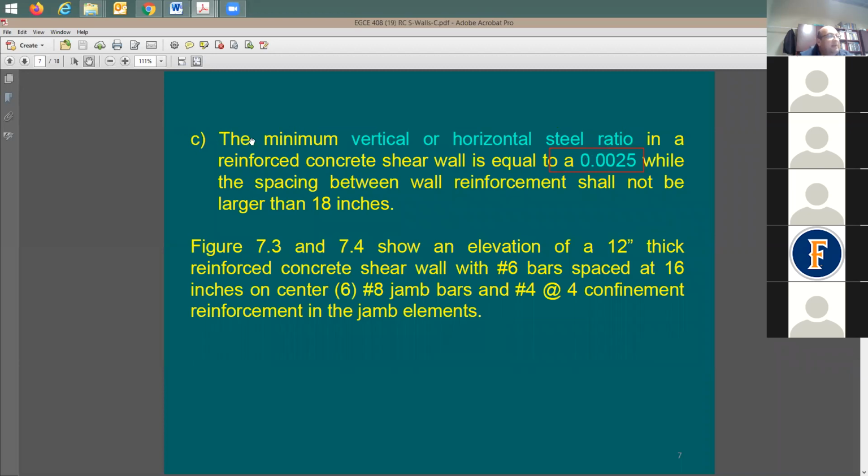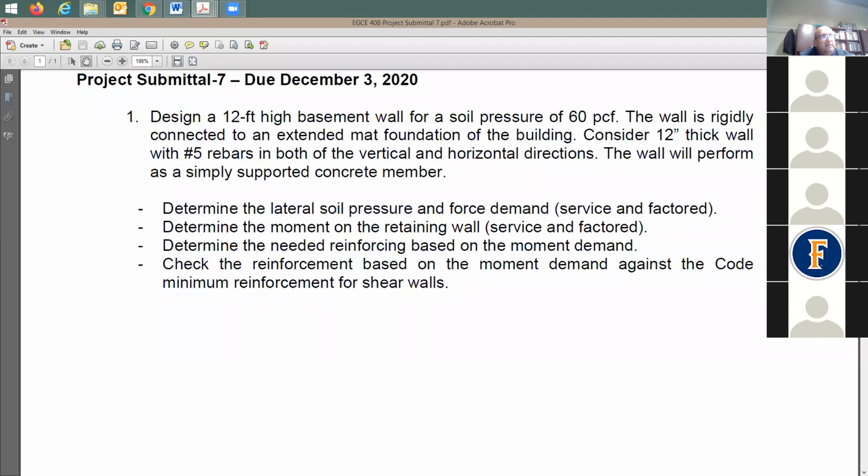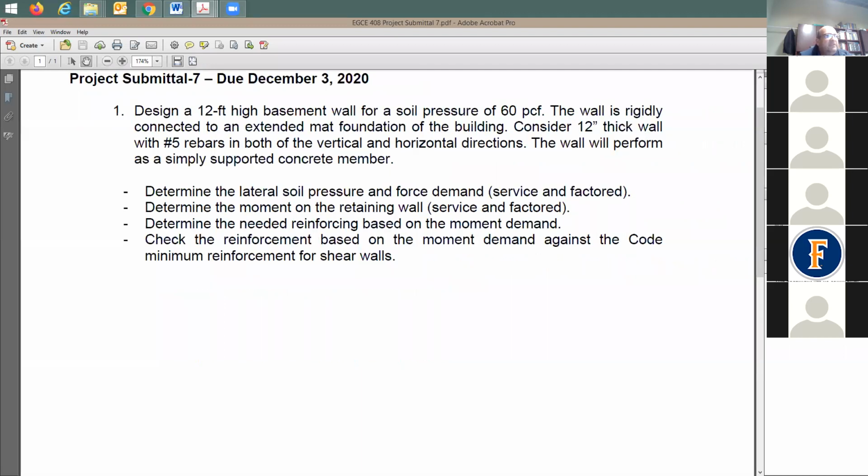And then it says here, the minimum vertical or horizontal steel ratio in the reinforced concrete shear wall is equal to 0.0025. Meaning, what I need to do here after I'm done with the reinforcement, and let me throw here some numbers. Let's just say I was able to get it as number 5, let's say at 12 inches. The code minimum value says 0.0025.